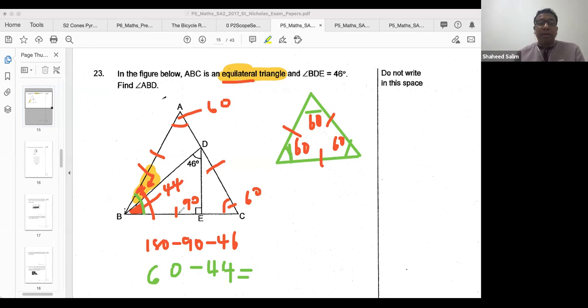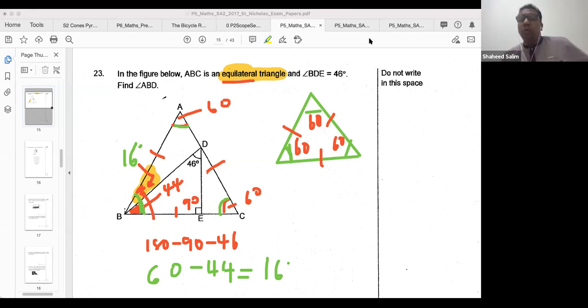Okay, 60 minus 44, you get 16 degrees. This is 16 degrees. So you must understand equilateral means all three angles are the same. Whenever they tell you equilateral, it's automatically 60 degrees. But you must understand where the 60 is. This is 60 degrees. This is 60 degrees. The whole thing is 60 degrees. Then Putra and Shafia found that this is 44. But they're going to write this answer as 44. No, this one is 44. 60 minus 44, you get 16.